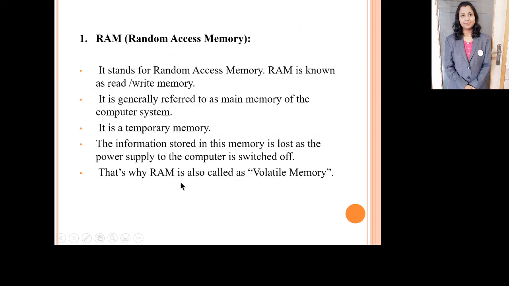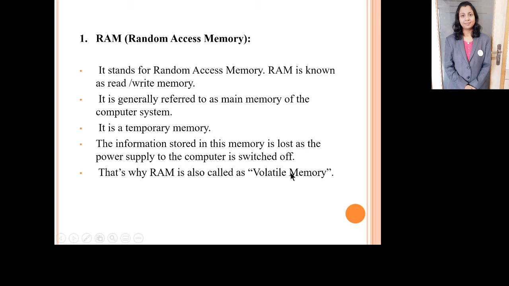What is RAM? Random access memory. This is a part of the primary memory, and primary memory is part of the memory unit. RAM is also known as read and write memory. It is generally referred to as the main memory of the computer system. It is a temporary memory. The information stored in this memory is lost as the power supply to the computer is switched off.